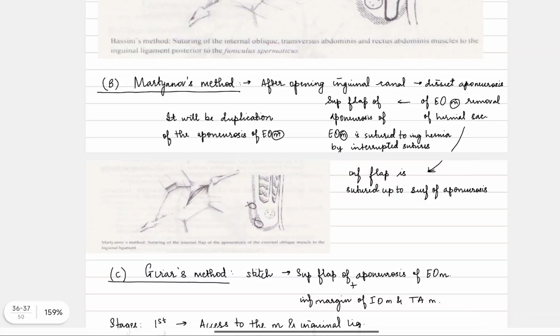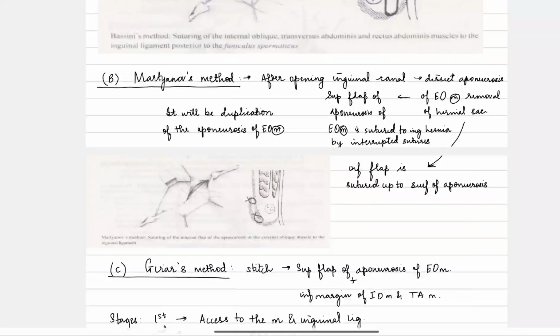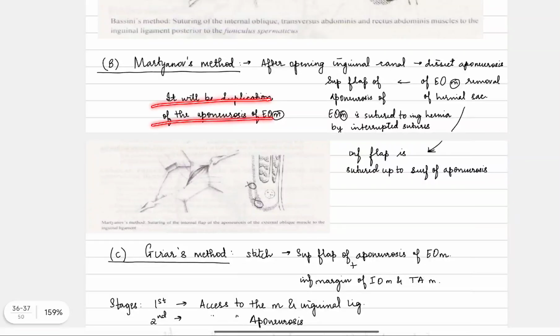Next is Martianov's method. After opening the inguinal canal, dissect the aponeurosis of the external oblique muscle. Removal of the hernial sac is done. Then the superior flap of the aponeurosis of the external oblique muscle is sutured to the inguinal ligament by interrupted sutures. The inferior flap is sutured up to the surface of the aponeurosis. It will be a duplication of the aponeurosis of the external oblique muscle.